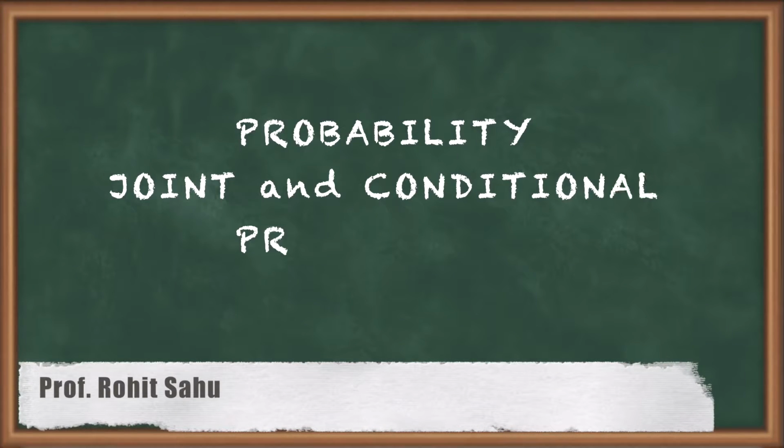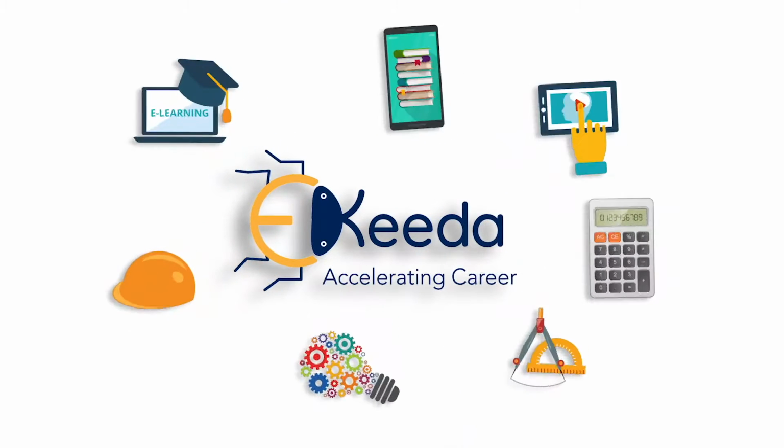Hello everyone. In this session, we'll discuss joint and conditional probability. Basically, this is probability for two random variables together, and this is limited for some of the branches only. You can go through your syllabus and you'll know if it is in your branch or not, right? So let's see.